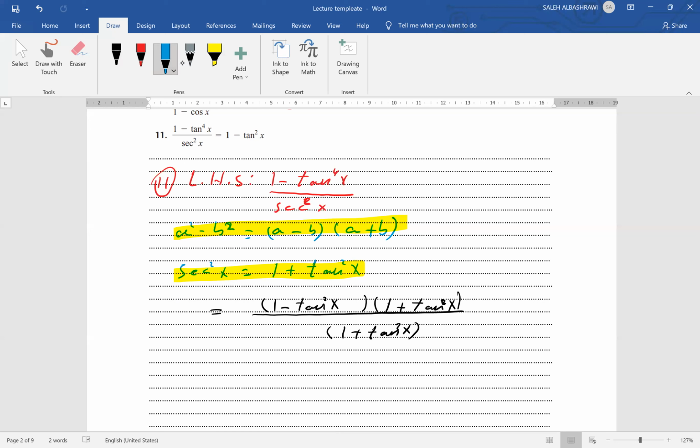Now I have a common factor, that is 1 plus tangent square and 1 plus tangent square. I will have 1 minus tangent square, which is equal to the right hand side. So it is verified. So 1 minus tangent to the power 4x divided by secant square equals 1 minus tangent square x.